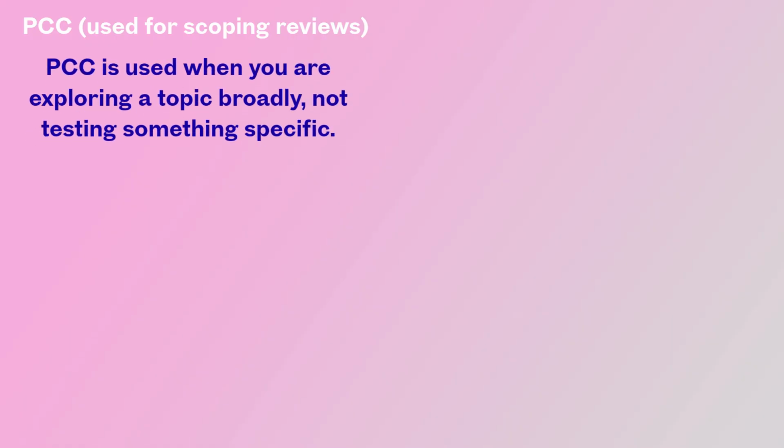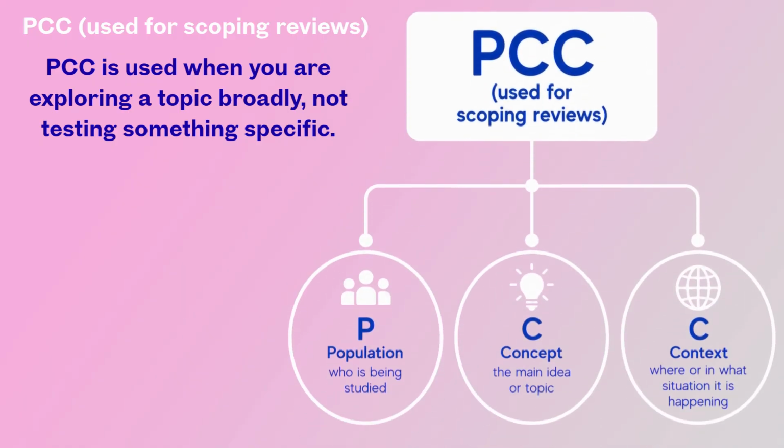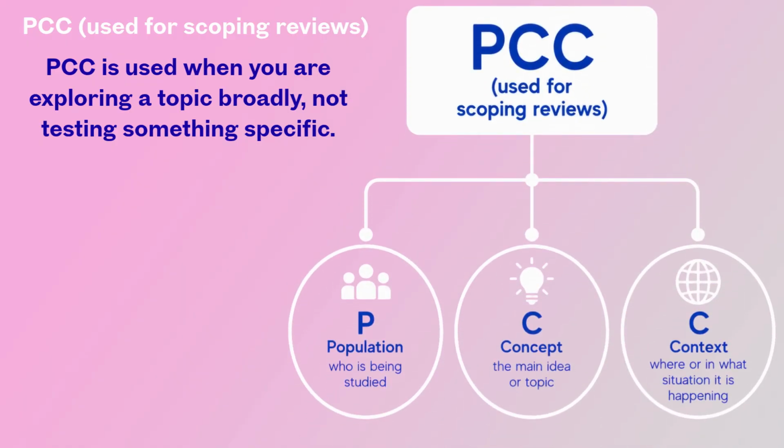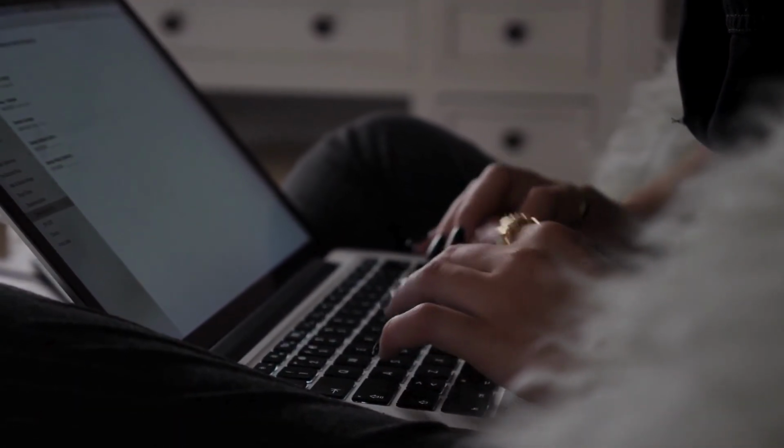PCC, used for scoping reviews. PCC is used when you are exploring a topic broadly, not testing something specific. It stands for P, population: who is being studied. C, concept: the main idea or topic. C, context: where or in what situation it is happening. Now here is the key idea: you do not always use all frameworks. You choose one based on your research purpose.